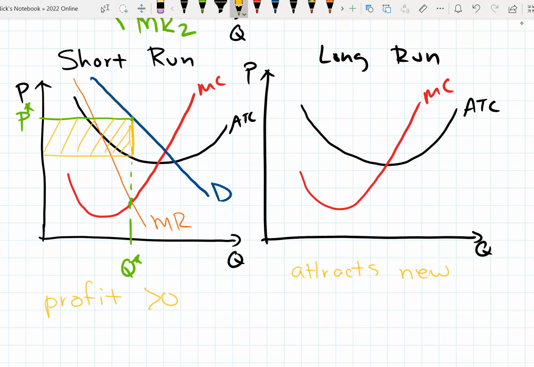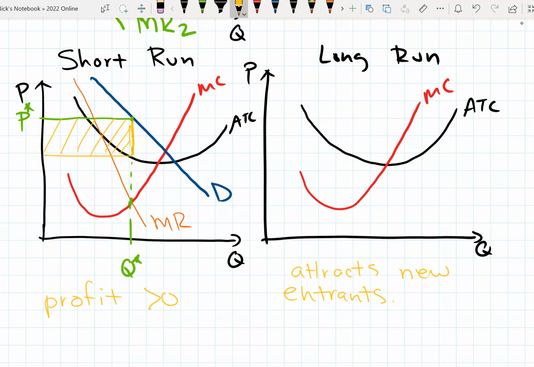And so this attracts new entrants. So new firms come into this market. If we're a clothes company, then there's going to be new firms producing clothes that are similar to ours. And if we're a restaurant, then we're going to have more and more firms either open similar types of restaurants or just open restaurants that tend to compete for the same customer base.